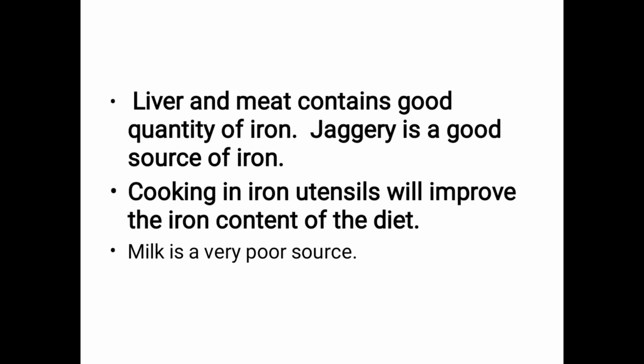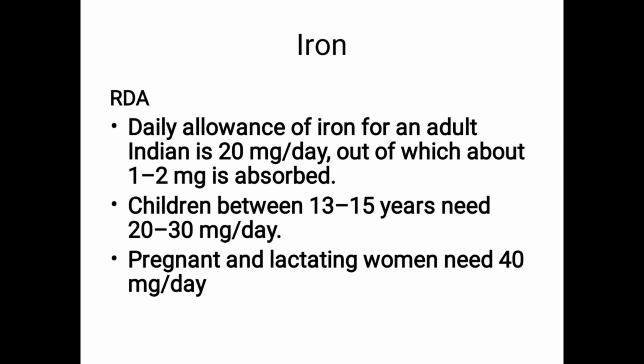And one more thing you have to remember, jaggery is a good source of iron. Okay, jaggery prepared locally is a good source of iron. Also, cooking in iron utensils, that is vessels, will improve the iron content of the diet. Okay, so milk is a poor source of iron. The recommended daily allowance of iron for an adult is 20 milligram per day, out of which 1 to 2 milligram is absorbed.